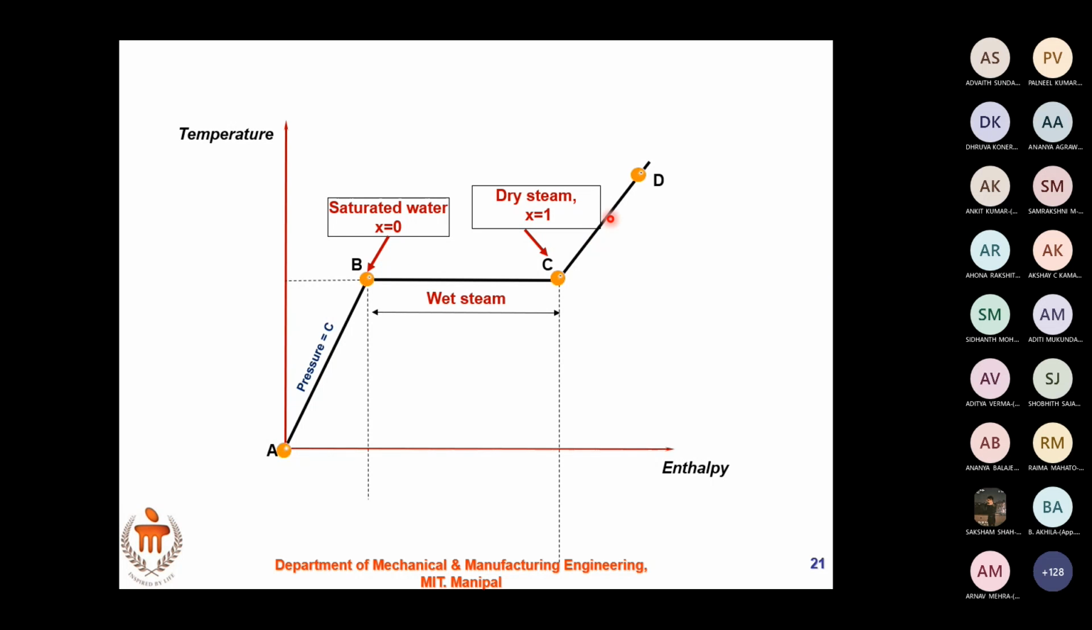Ma'am, how do they ask the question in the exam? Explain the formation of steam at a given pressure. So we should draw this diagram. Yes, of course. Without this diagram, your explanation is incomplete. You need to start with A, proceed till B, then go on explaining till C, and then move up to D.